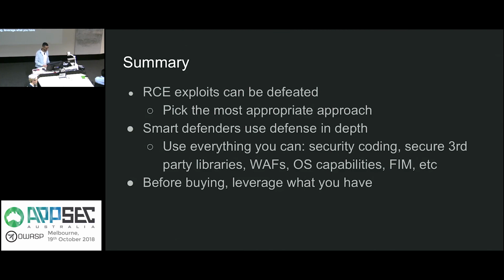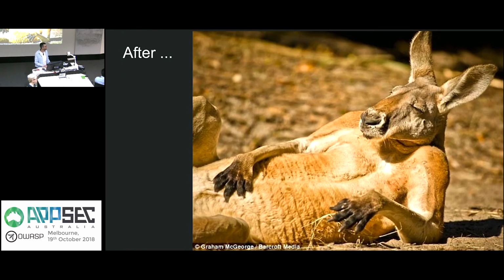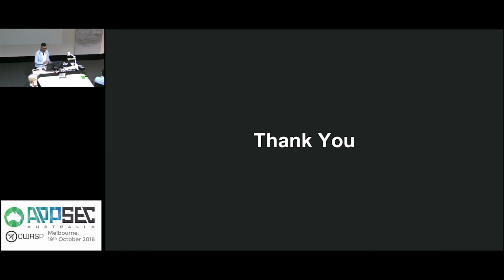Okay, summary. RCE exploits can be defeated. You pick and use the most appropriate approach. Smart defenders use defense in depth, and before buying, leverage what you have. Out of the box, you have a ton of capabilities in Linux, like SELinux and AppArmor. So this was us before this presentation, and this is us after. So thank you.